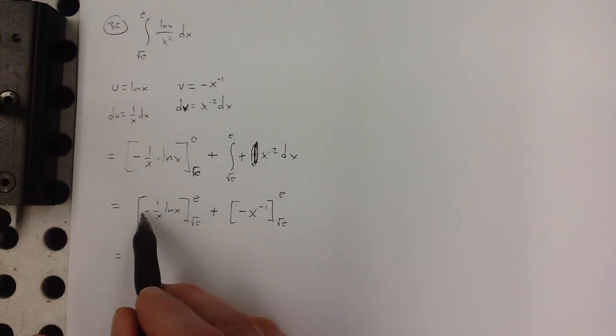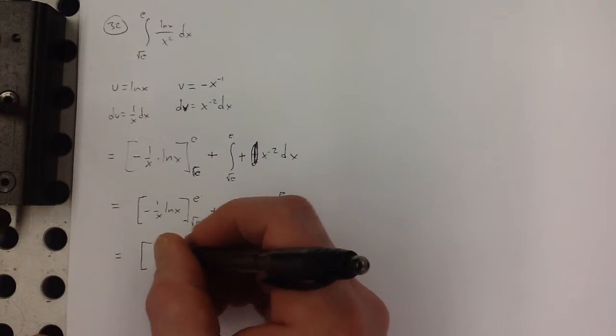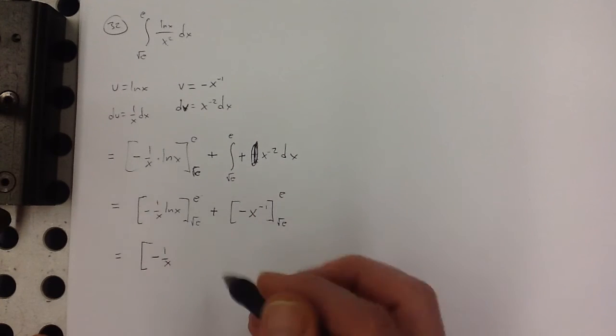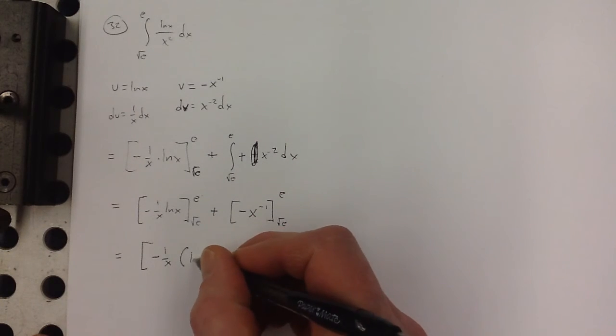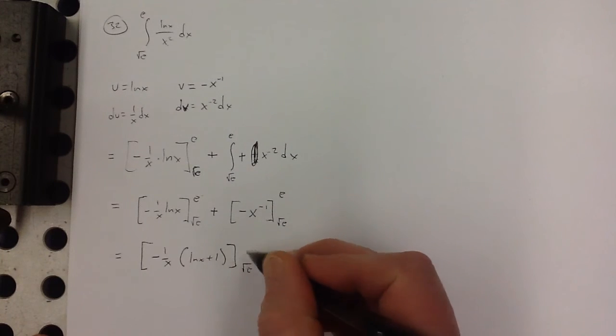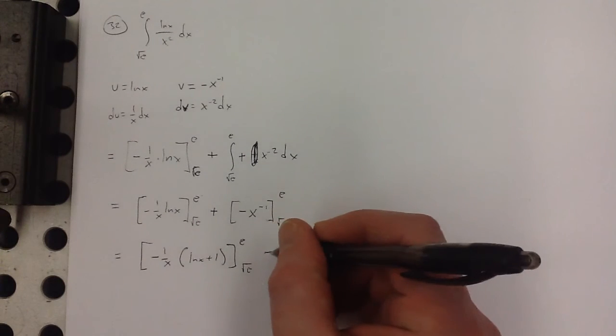You could also factor out if you wanted to. There's a -1 over x and a -1 over x. Let's get fancy there and do that. So -1 over x, factoring that out of both, times natural log x plus 1. Let me pause there for a second. Make sure you follow that simplification. Not necessary, but it might make things a little easier now that I'm going to plug things in.